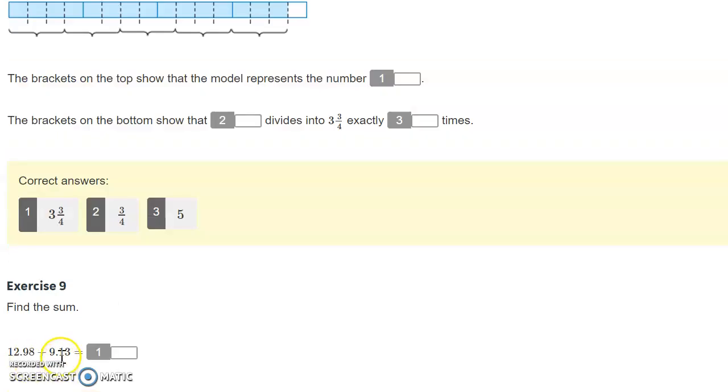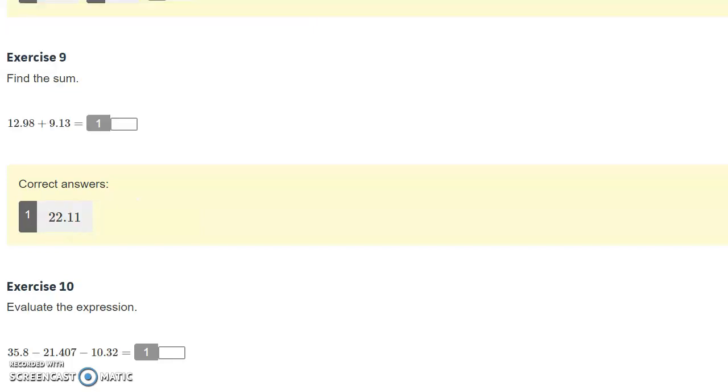Exercise 9 you can totally do. All you have to do is line up your decimal points. You're going to put your 9 underneath your 2 point, and then 1 goes underneath your other 9, and the 8 goes on top, and the 3 goes underneath. You're going to add those together, and you will come out with the right answer.